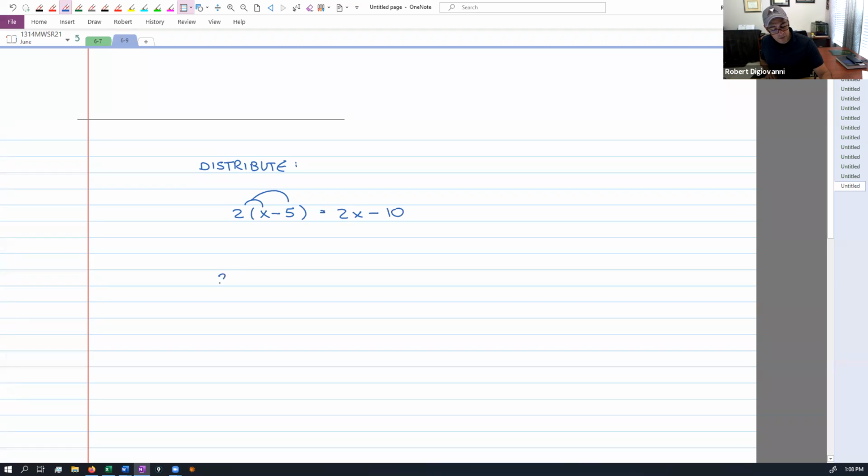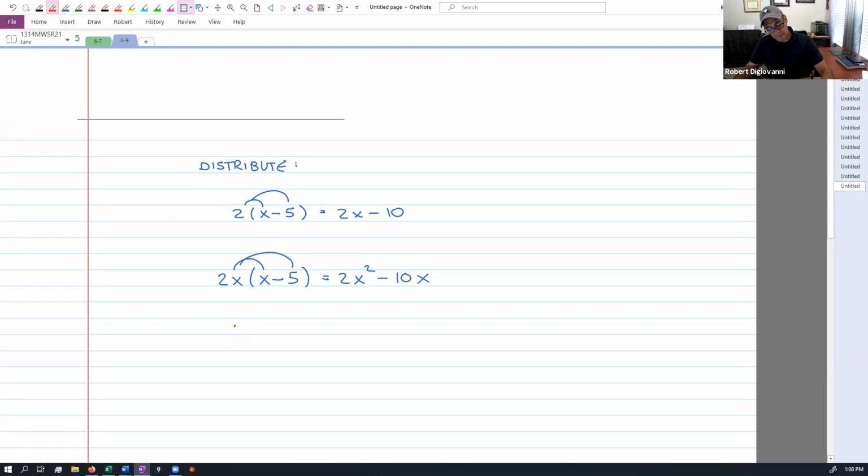Or if I gave you this, how about 2x and then x minus 5? Instead of just 2, 2x and then x minus 5. You could distribute the 2x through, and you would get 2x squared minus 10x. The idea of distribution is something we've been doing today. What we now want to talk about is the reverse operation.